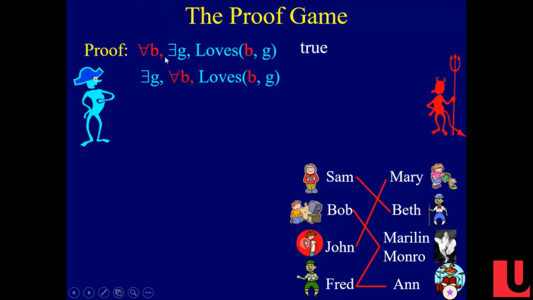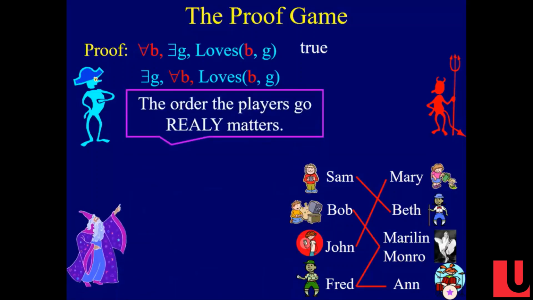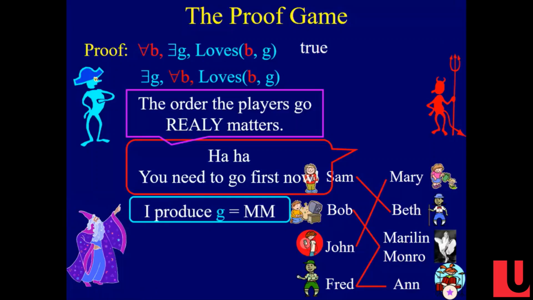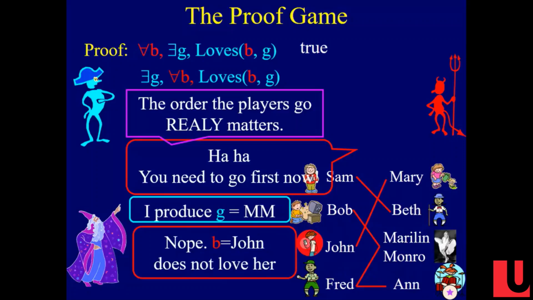All right, so now we switch them. How does the game change? It changes that I've got to go first. And is that good for me or bad for me? It's very bad. The order really matters. He says, ha ha ha, you've got to go first. So I have to produce one girl without knowing his boy. I come up with one girl. I say Marilyn Monroe. No, he can say, Marilyn Monroe isn't loved by John. So I lose the game.